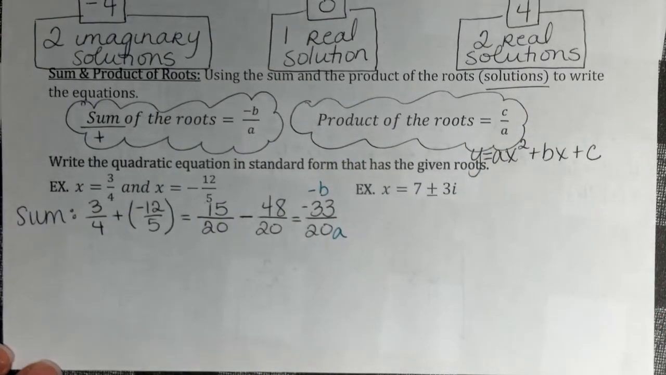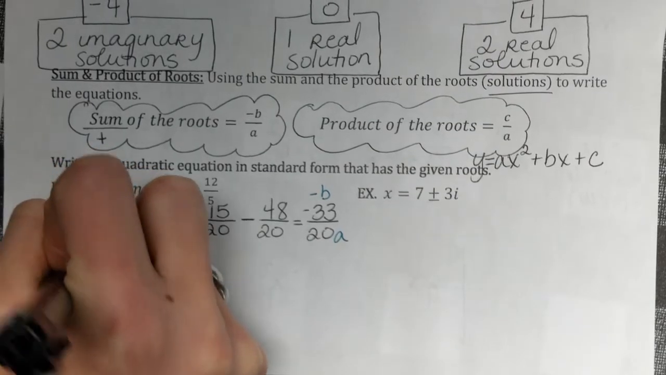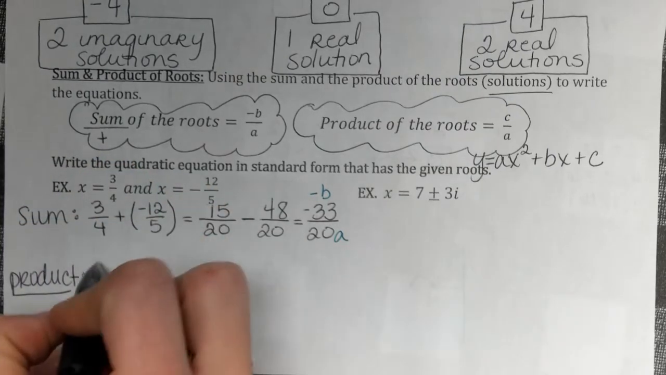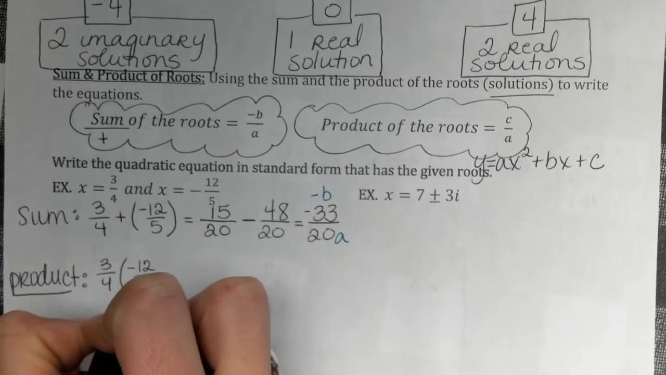Okay? Now when I do my product, what operation am I doing for product? Multiplying. I'm going to multiply 3/4 times negative 12/5.